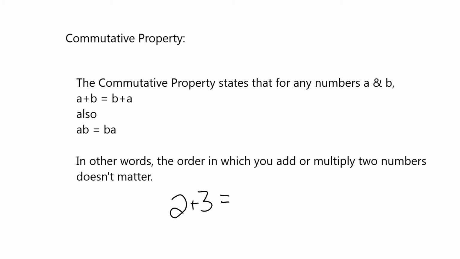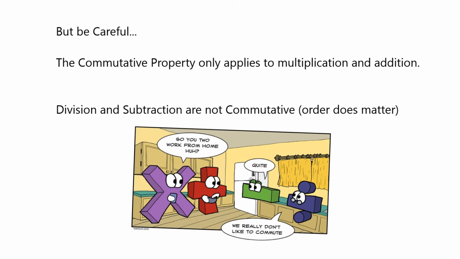2 plus 3 we know is equal to 5. Well, that's the same answer you get as if you had switched the order of those numbers in the first place, 3 plus 2. No matter what numbers you have, the order in which you put them does not matter when you are multiplying or adding. But be careful. The commutative property only applies to multiplication and addition. Division and subtraction are not commutative. For division and subtraction, the order does matter.